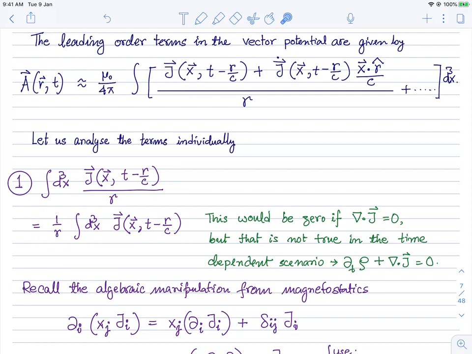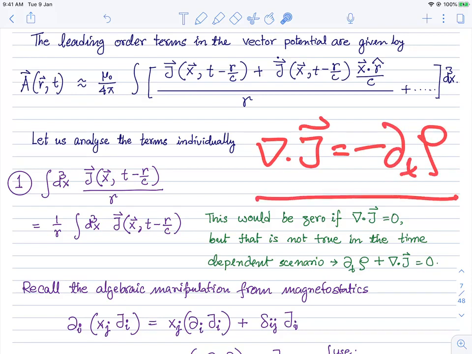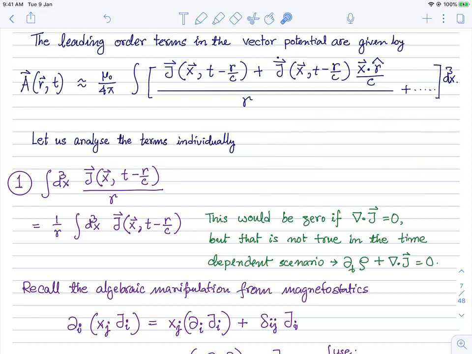Now, you have seen in magnetostatics that the volume integral of the current was 0. One of the things that went into the proof of showing that was the fact that the divergence of J is 0. So if the divergence of J is 0, this term is 0. But in a more general situation where there's time dependence, the divergence of J is basically minus the time derivative of the charge density. This is the charge conservation equation.